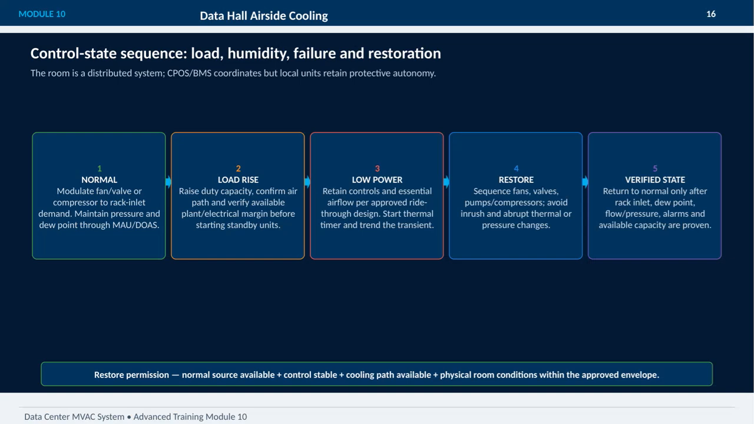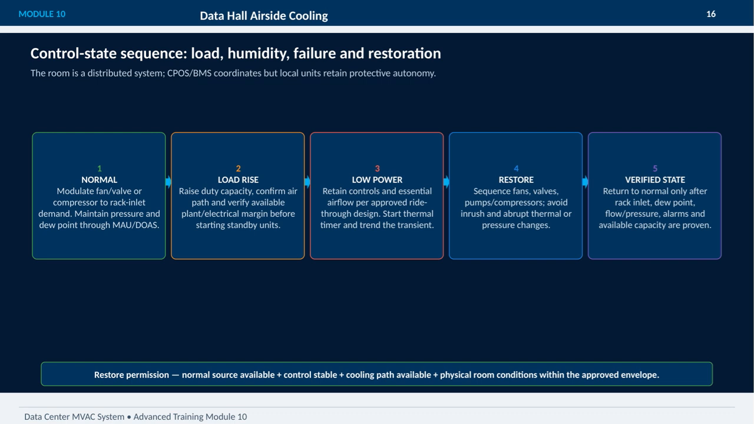This slide outlines the control state sequence for Data Hall Airside Cooling, focusing on load, humidity, failure, and restoration. The key point here is that the room operates as a distributed system, where the central CPOS or BMS coordinates overall control, but local units maintain protective autonomy to respond quickly to their environment. Starting with the normal state, we modulate fans, valves, or compressors to meet rack inlet demand while maintaining pressure and dew point through the makeup air unit or dedicated outdoor air system.